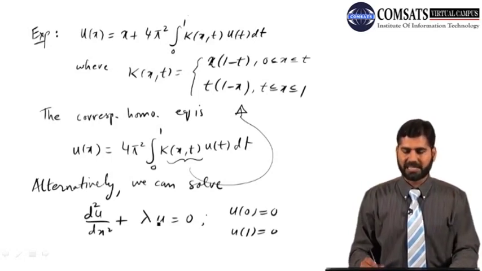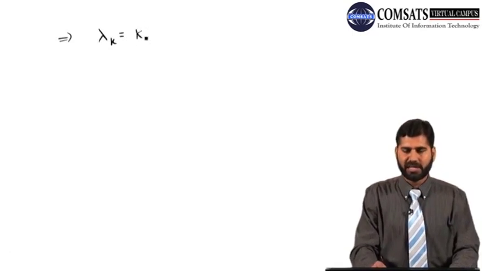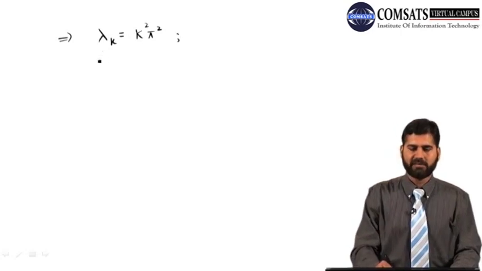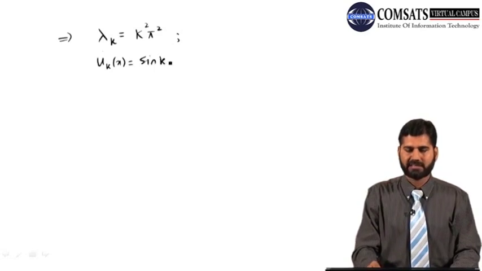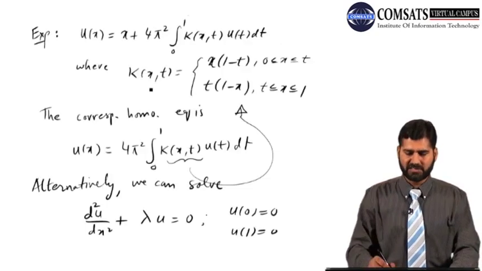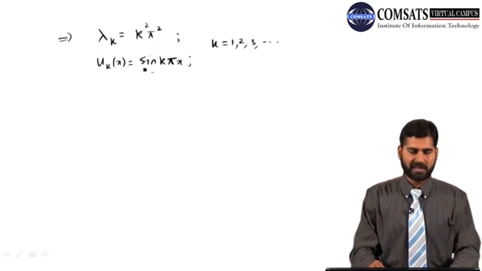These d²u/dx² + λu = 0, and we already know the solutions, which implies λ_k. I'm not solving it, we have just solved it. We know that these are our eigenvalues. We just solved and found out that these are our eigenvalues and the eigenfunctions are sin(kπx), for k equal to 1, 2, 3 and so on. Right, so these are our eigenvalues and eigenfunctions. We just solved this equation in the previous slides.